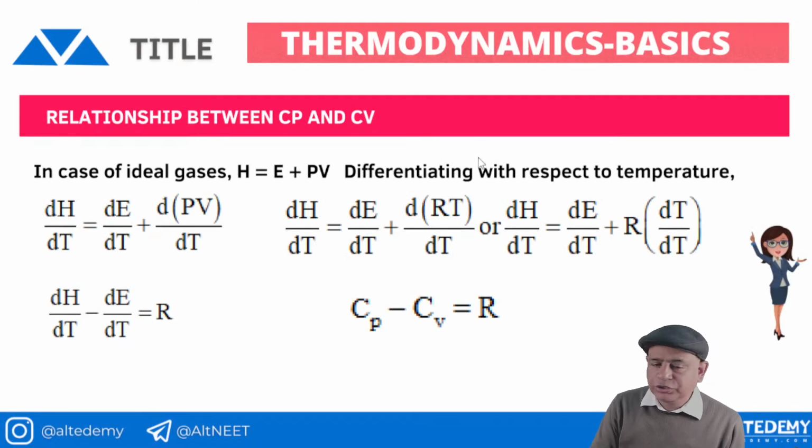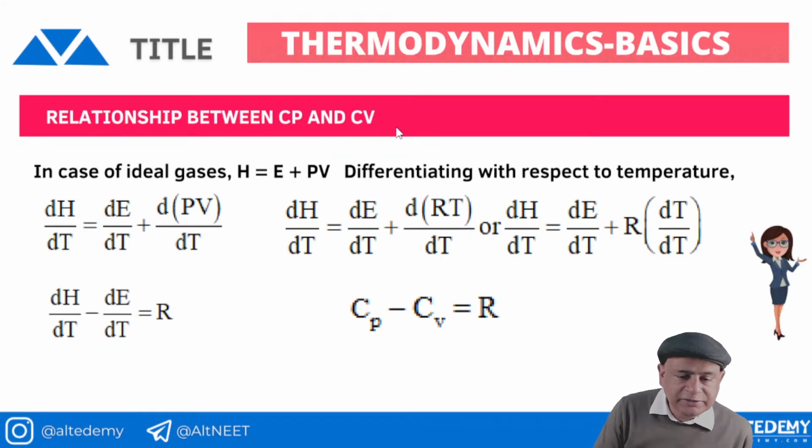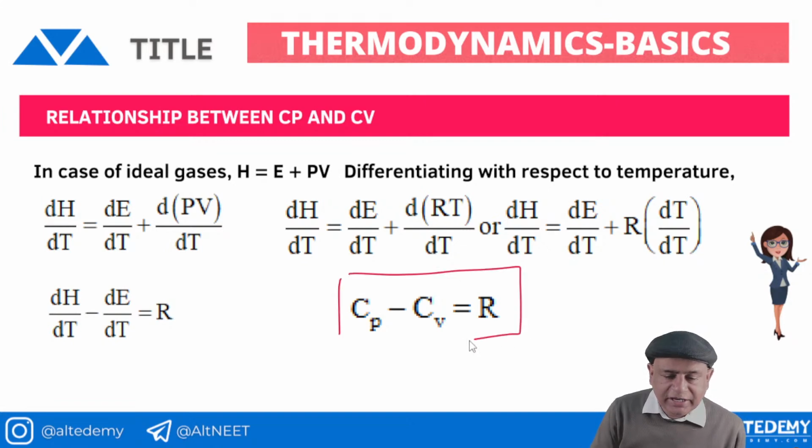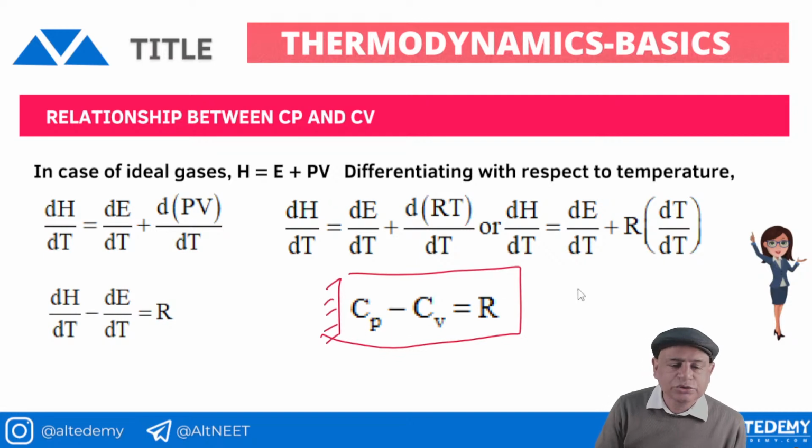Coming to another portion, what is the relationship between Cp and Cv? You will have the derivation, and I have already done it for you, but you should remember the result: Cp minus Cv is equal to R. We have done a very small derivation, if you notice it here. We have the formula, which we will be studying later, H is equal to E plus PV, and then we differentiate it and put in the values, and we get Cp minus Cv is equal to R.